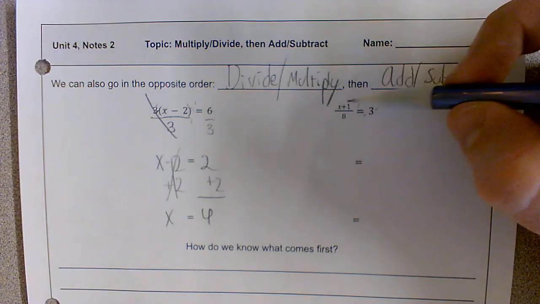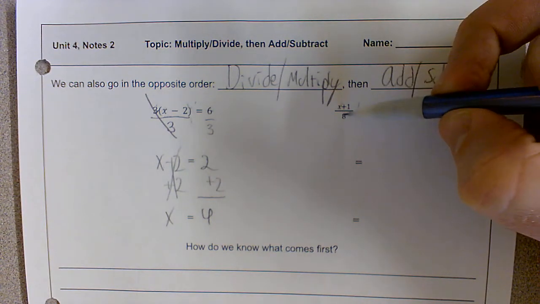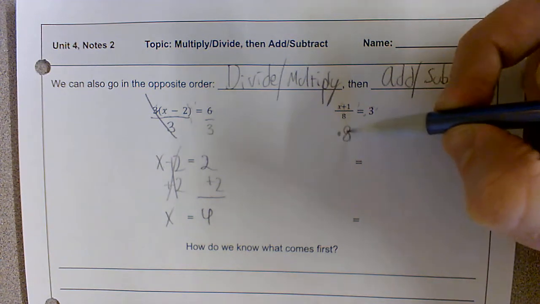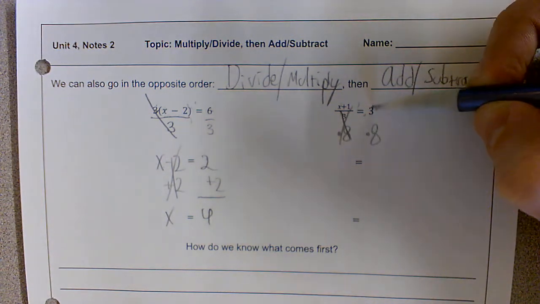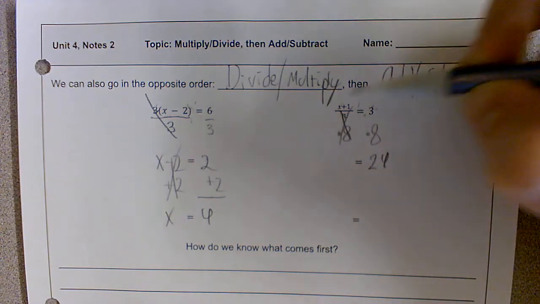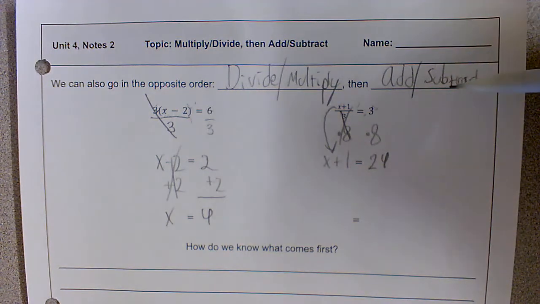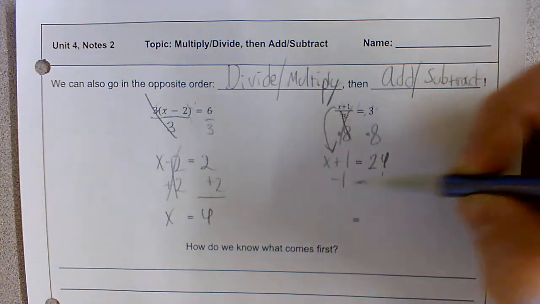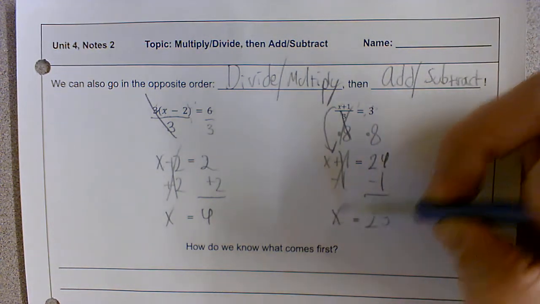Next one up, we have x plus 1 over 8. Now this 8 is going to be on the bottom, that's dividing. To get rid of it, we multiply both sides by 8. 3 times 8 is 24. And then this guy was untouched, so we have x plus 1 left over. We subtract 1, and x equals 23.